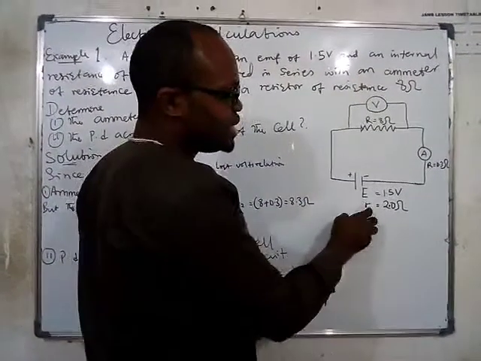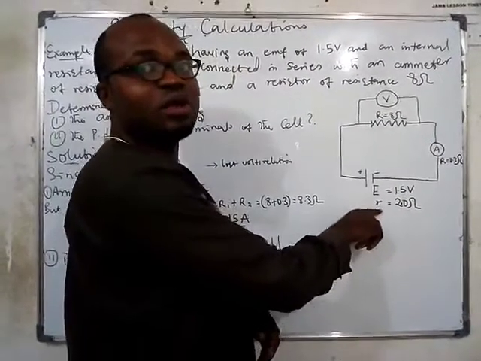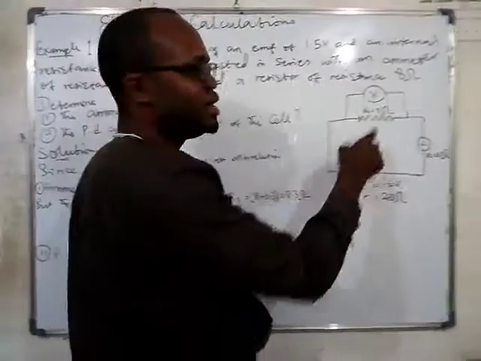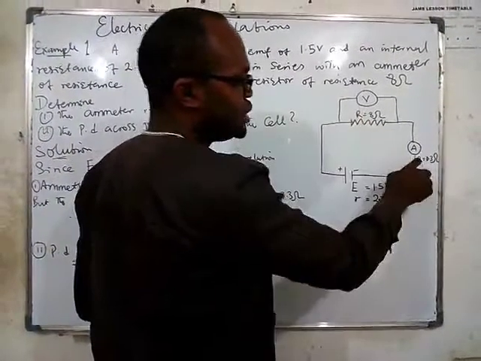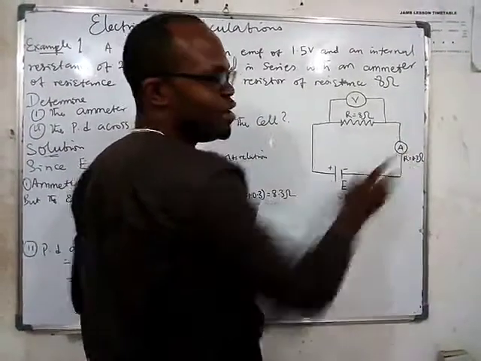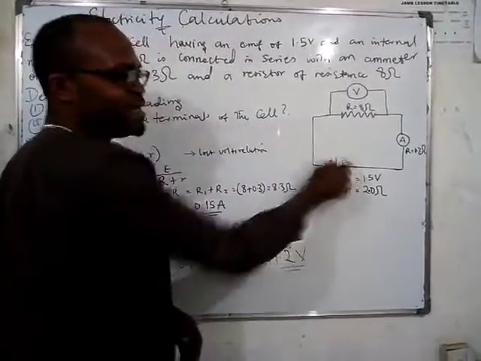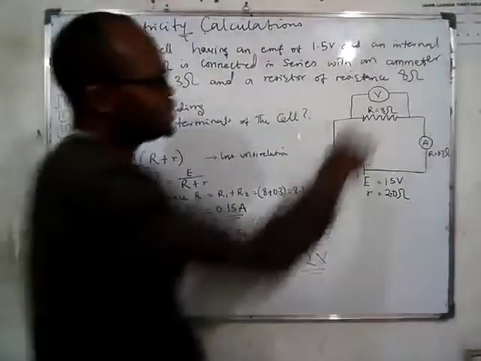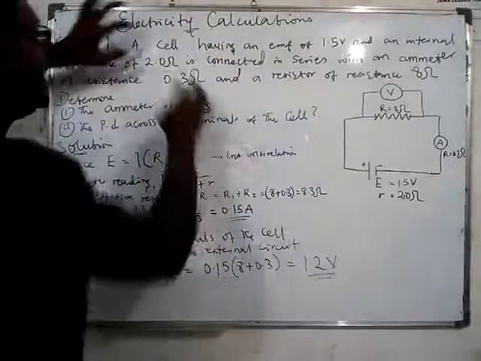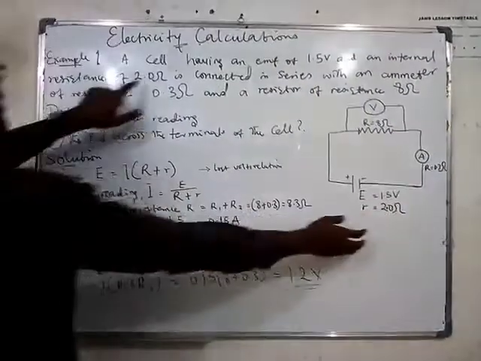Whenever you are representing the internal resistance of a cell, you use lowercase r. But when you are representing the normal resistance, you use uppercase R. Here you see r and R, all of them mean resistance, is it not? But this small one means the internal resistance of a cell, but this one is the normal resistor resistance. Is that clear?